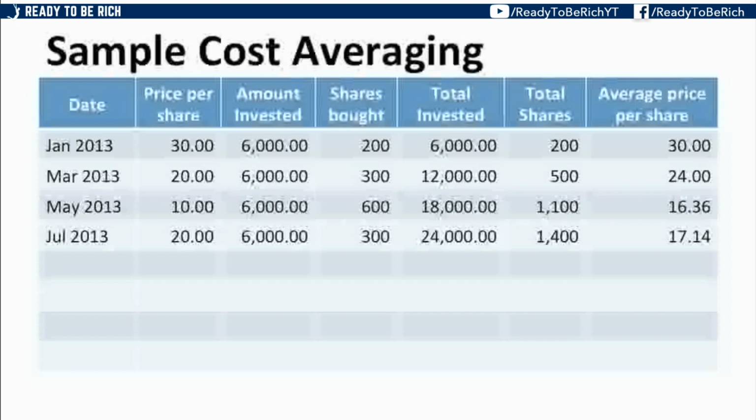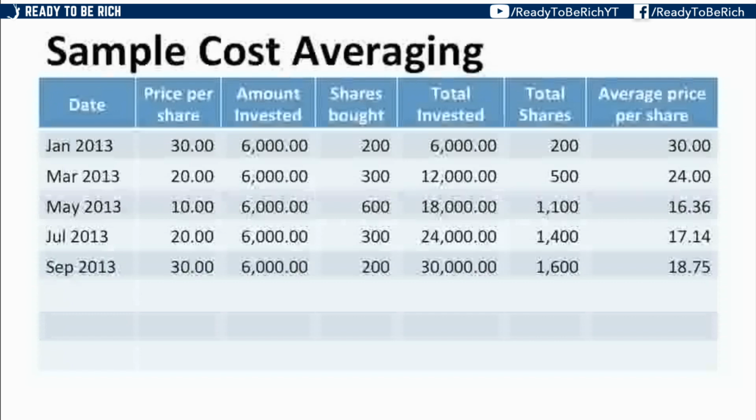The next period, July 2013, the price went up to 20 pesos. So again, you buy at a fixed amount of 6,000 pesos, bringing your total investment to 24,000 pesos, and a total number of shares of 1,400. So the average price per share is now 17 pesos and 14 centavos.